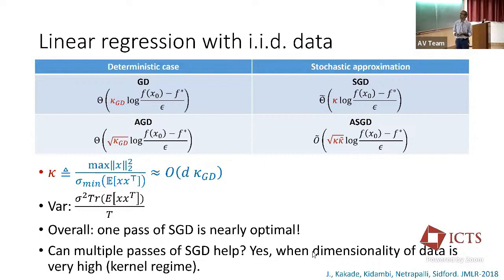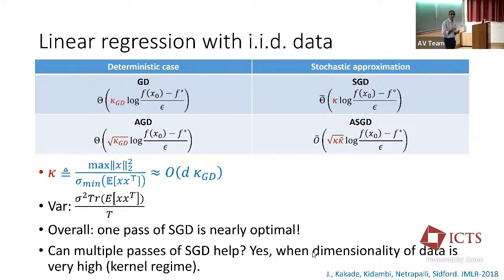Another interesting thing here is that we are saying that one pass SGD is nearly optimal, but our rates are now almost in some sense dependent on d. So one can ask, what if I want to get smaller rates by taking multiple passes? Is it possible? In general, no, but in certain cases, yes, it is possible.